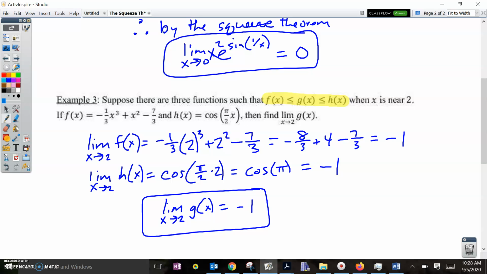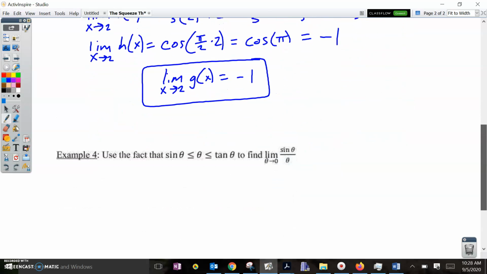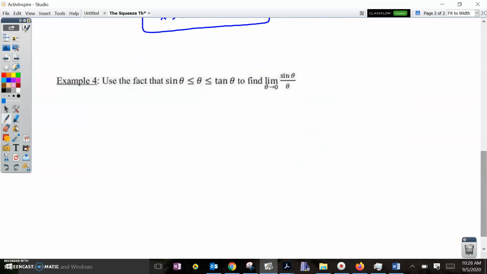All right. Last example of the lesson. Use the fact that sine of theta is less than or equal to theta, which is less than or equal to tangent of theta, to find the limit as theta approaches 0 of sine of theta over theta. So this is a sandwich theorem problem, even though you don't immediately recognize it as such.